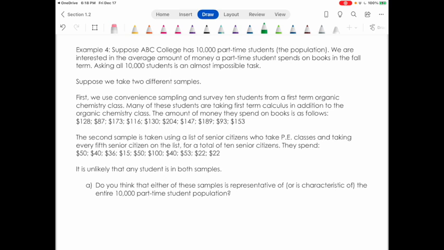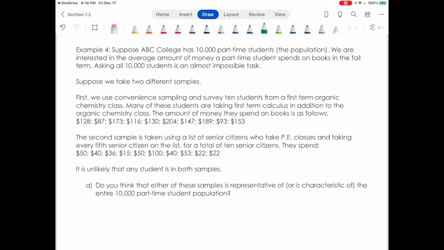Okay, so in example 4, it says, suppose ABC College has 10,000 part-time students, and we're considering that to be the population. We are interested in the average amount of money a part-time student spends on books in the fall term, and asking all 10,000 students is almost an impossible task. And that is absolutely true. So you're going to take some samples. And so suppose we take two different samples.